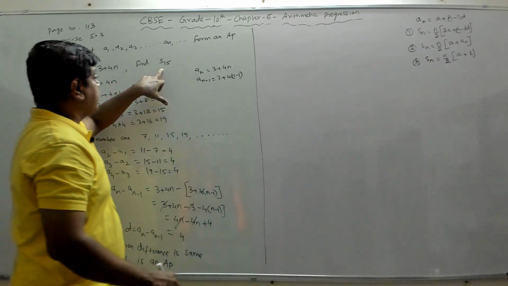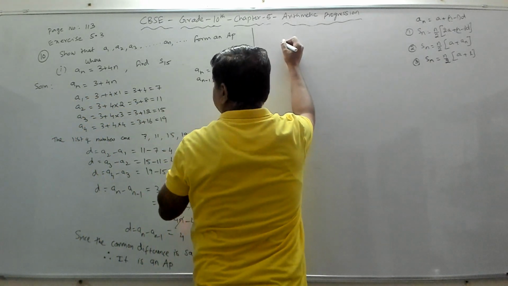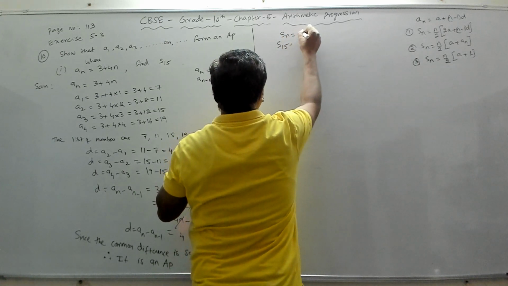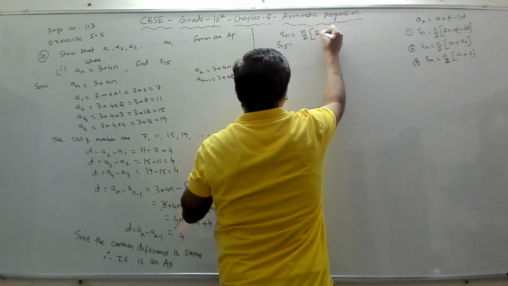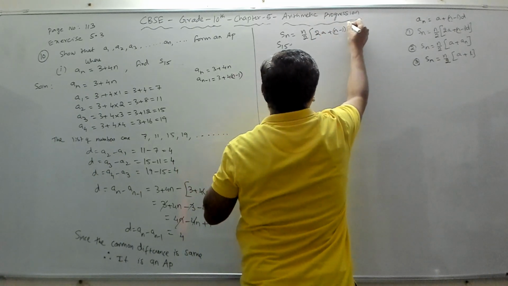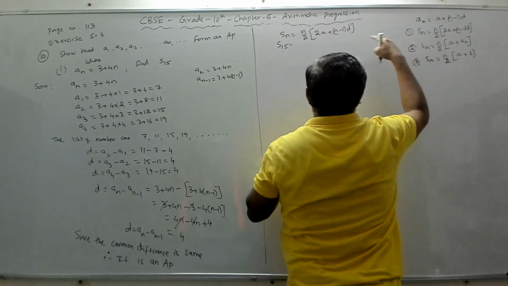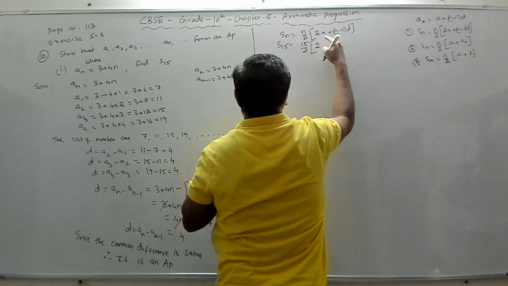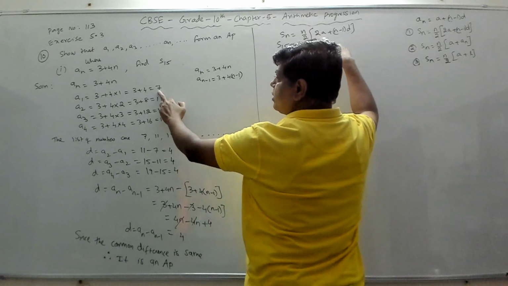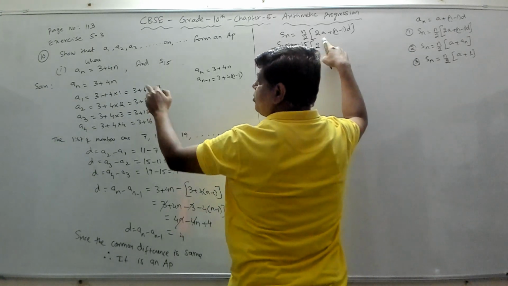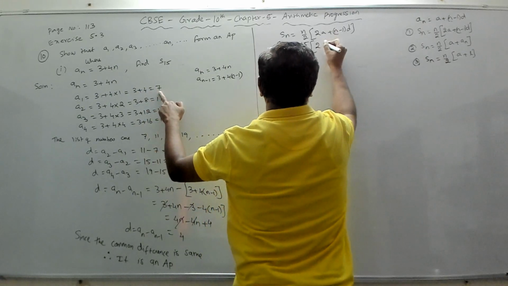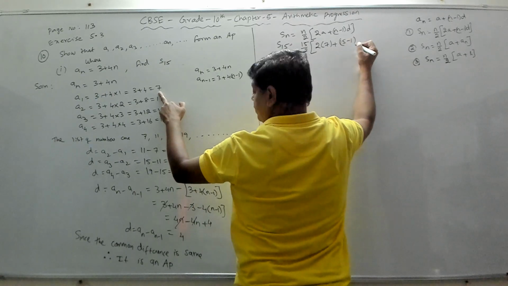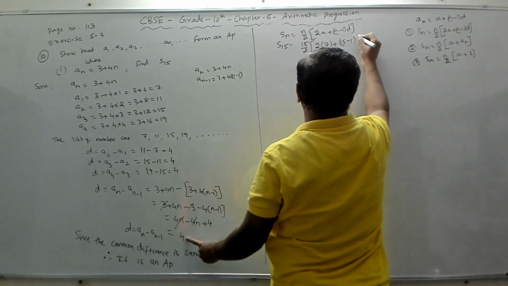Now we should find S15. And what is S15? We'll take the formula Sn is n by 2 into 2a plus n minus 1 into d. This is the first formula, which I have written as 1. So S15 will be 15 by 2 into 2a. A is the first term, which is 7. Right? Your first term is A1. A1 is your A. 2 into 7 plus n is 15 minus 1 into d. D is 4. Common difference is 4.